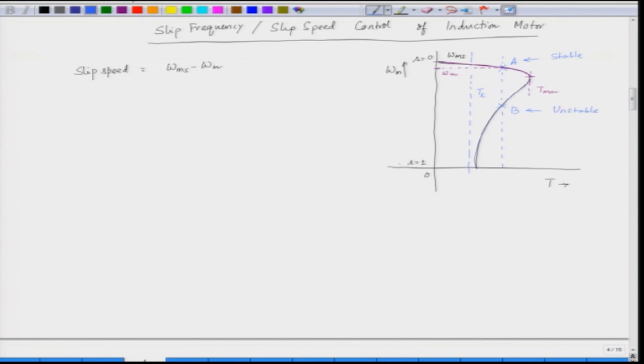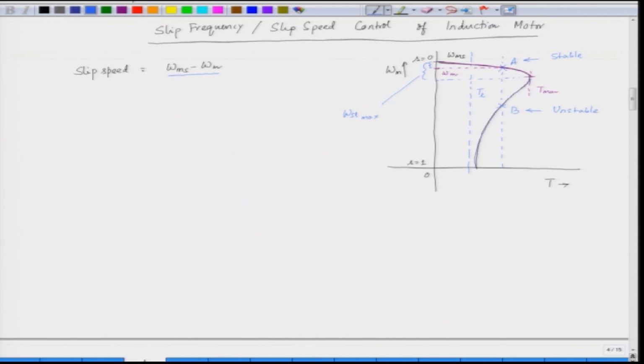So, we have to operate the motor in a stable region. That can be ensured by controlling the slip speed, because slip speed is the difference between the synchronous speed and the motor speed. If we control this slip speed, we can always operate the motor within this maximum value of slip speed, which is omega S L max. That is the main reason why we want to go for slip speed control or slip frequency control. So, the slip frequency control will ensure stability of the induction motor drive.